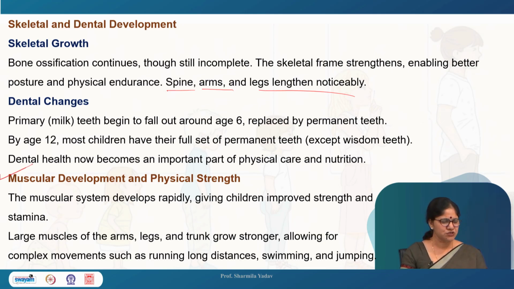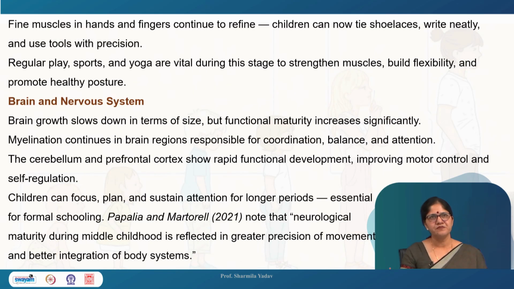Now we will see the muscular development and physical strength. The muscular system develops rapidly, giving children improved strength and stamina. Large muscles of the arms, legs and trunk grow stronger, allowing for complex movements such as running long distances and skills like swimming, jumping.